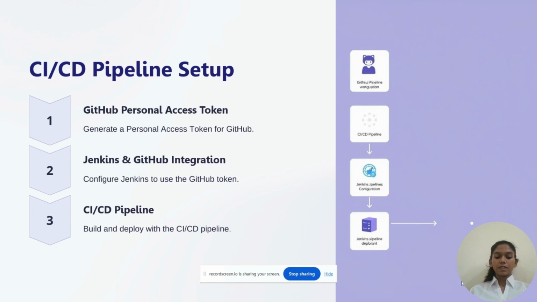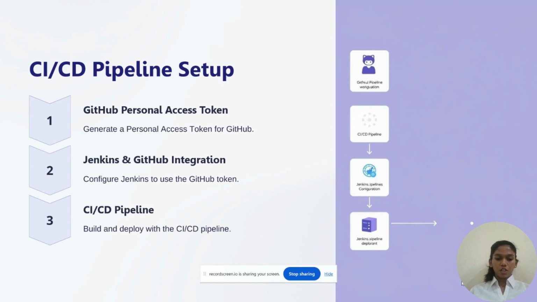What is a personal access token? A personal access token, PAT, in GitHub is a secure authentication based method used to access and interact with GitHub repositories and APIs without using a password. It acts as a replacement for passwords when performing operations like cloning repositories, pushing code, or integrating with CI CD tools like Jenkins. Second is Jenkins and GitHub integration.